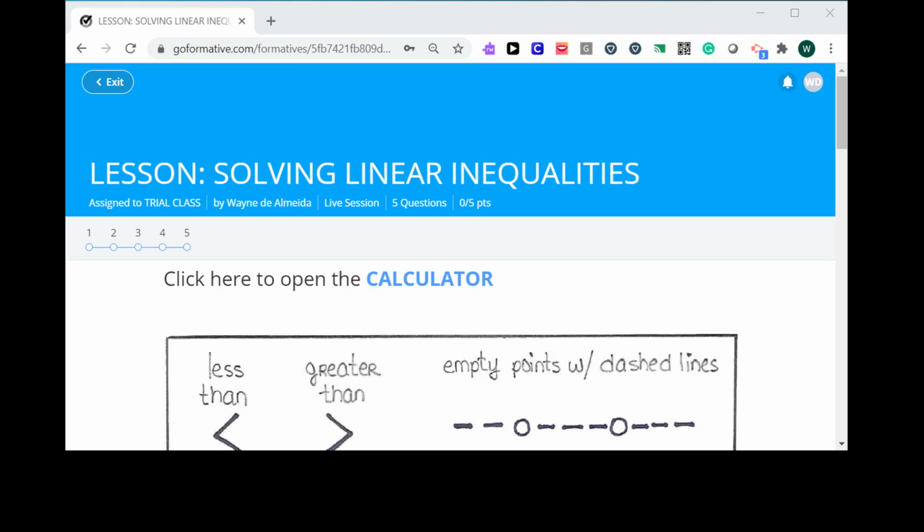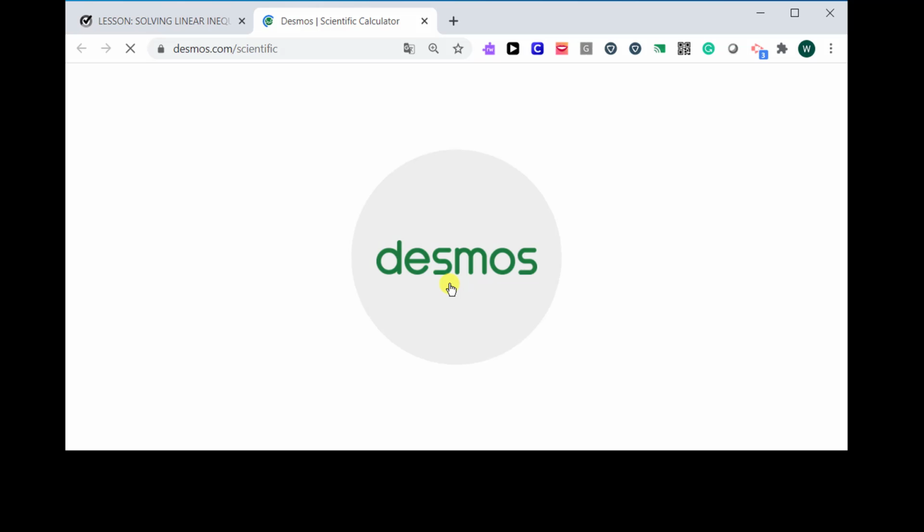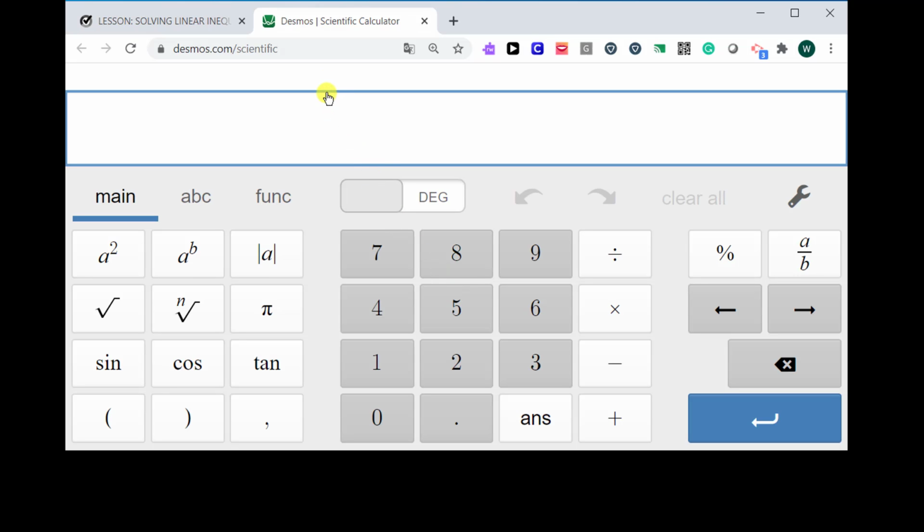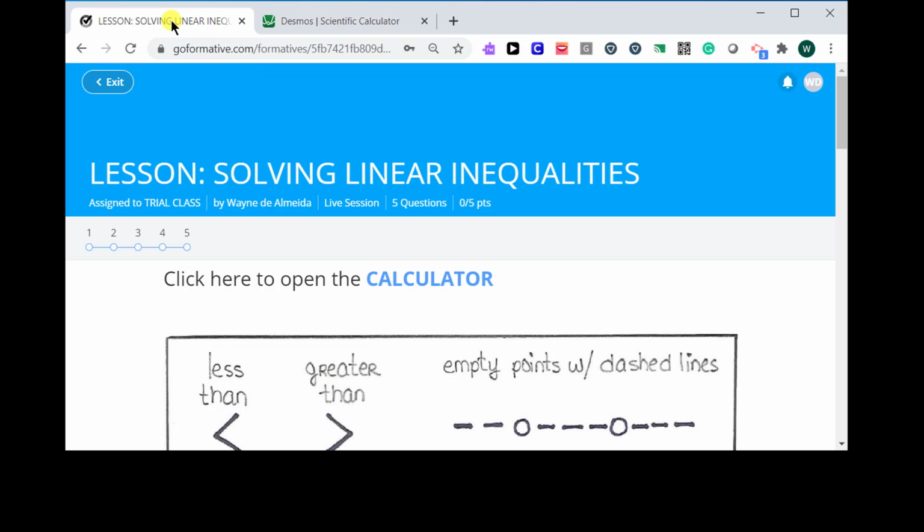Hello and welcome. This lesson today is going to be about solving linear inequalities. Before we begin, let's go ahead and open the calculator by clicking on the calculator link. This way you have the calculator on one tab and the lesson or assignment on the other.